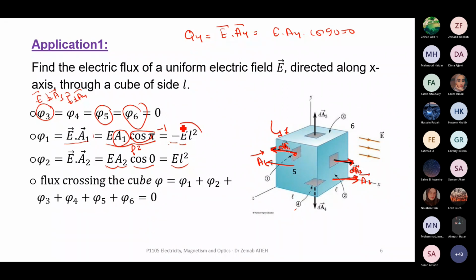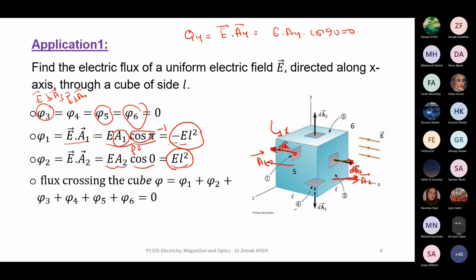As you saw, I got phi 1 equal to minus EL squared, meaning this is the number of lines of field crossing. Why minus? Because they were entering, whereas phi 2 is positive. It means that the lines of field at this surface were leaving the surface. So as a result, the number entering equals the number leaving. Okay, this is why we get a 0 total flux crossing our cube. This is the reason why we get a 0 electric flux crossing our cube.